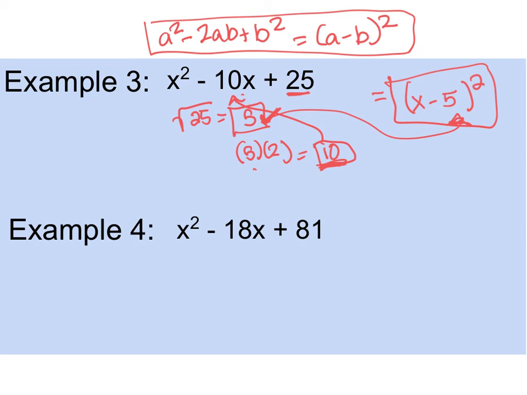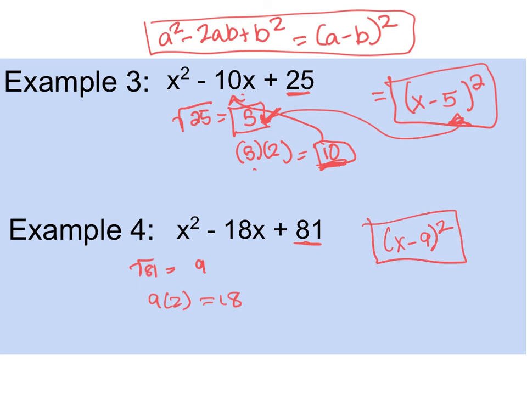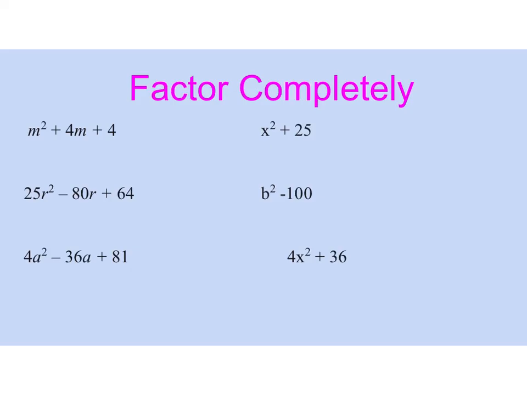First step: take the square root of 81. You get 9. Verify that 9 times 2 is 18. So you're going to know, because this is a trinomial square, that this will be x minus 9 squared when we factor it. Now it is your turn to practice the two different special cases.